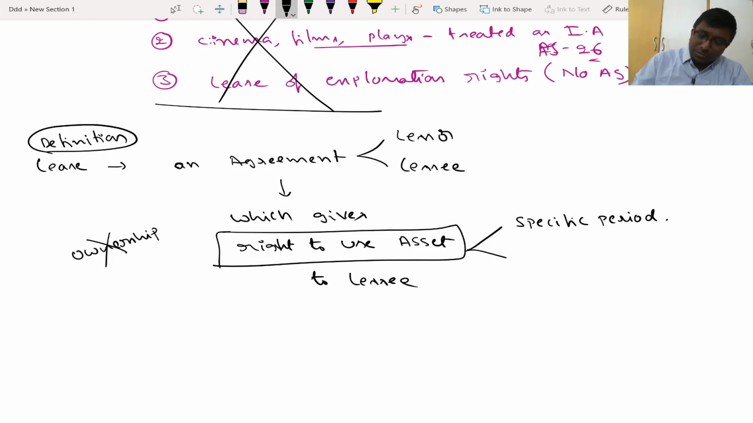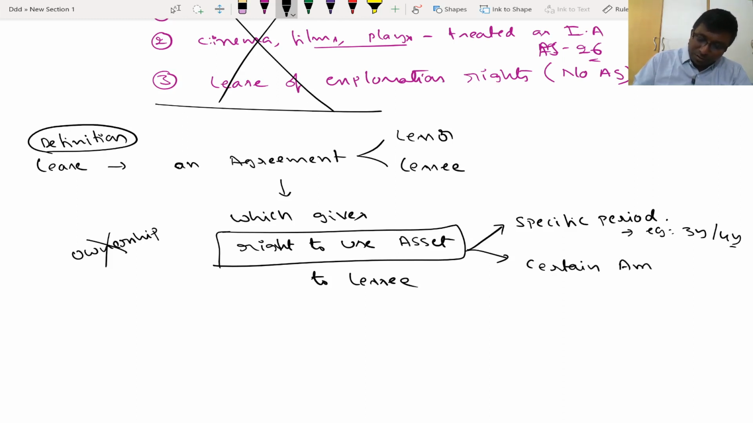What do you mean by specific period? They will tell very clearly. Example, 3 years, 4 years, something like that. They will mention it very clearly, so do not worry about it. Specific period, and not only specific period, it is for some certain amount.